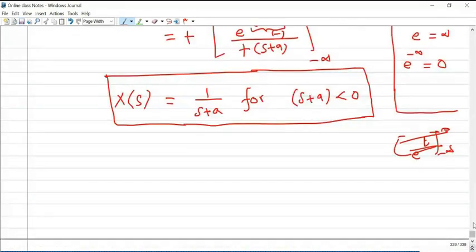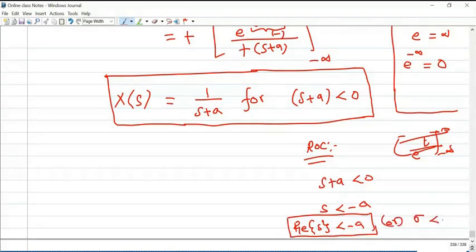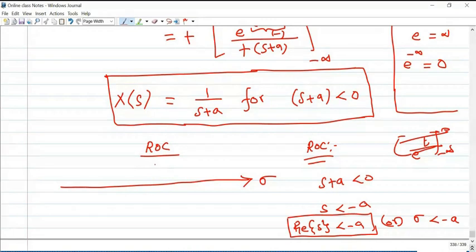But what is the difference? The region of convergence differs. The region of convergence is s plus a less than 0, or s is less than minus a, or real part of s is less than minus a. Real part of s is nothing but sigma. Sigma is less than minus a. So how to sketch in the s plane? Sigma, j omega. This is the origin.